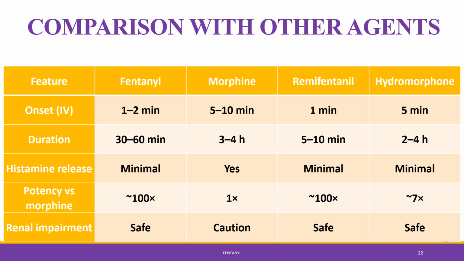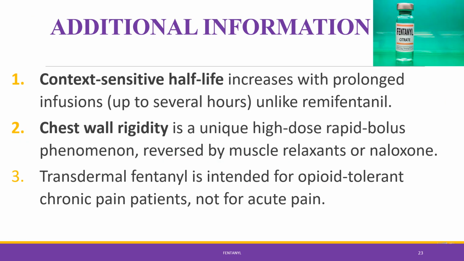Histamine release. Fentanyl, remifentanil, hydromorphone: minimal. Morphine releases histamine, can cause low BP. Potency versus morphine. Fentanyl, remifentanil: approximately 100 times stronger. Hydromorphone: approximately 7 times stronger. Renal impairment. Fentanyl, remifentanil, hydromorphone: safer. Morphine: use with caution.